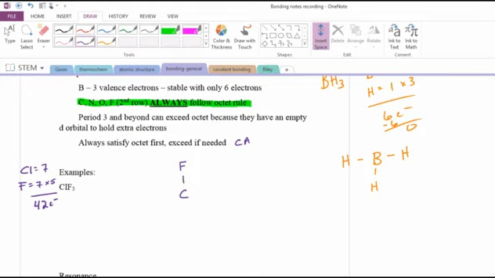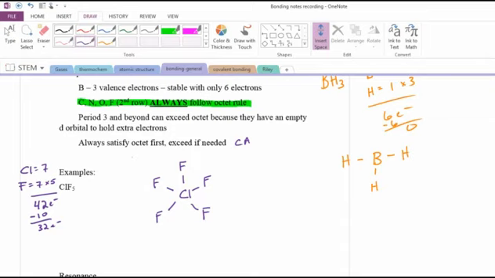and then we're going to bond all 5 of those fluorines to chlorine with single bonds. So 2, 4, 6, 8, 10. We've got 32 electrons left.